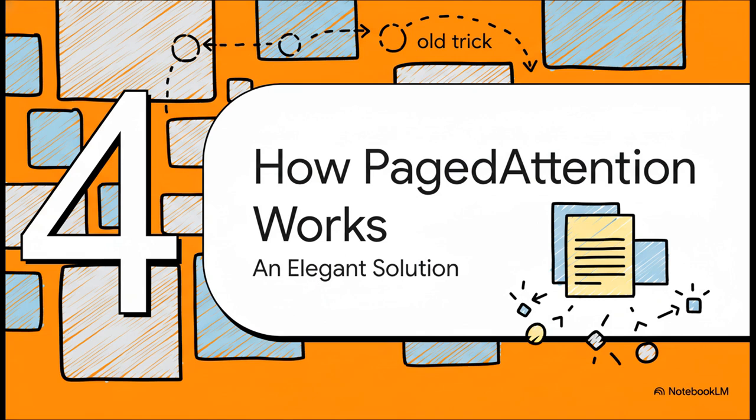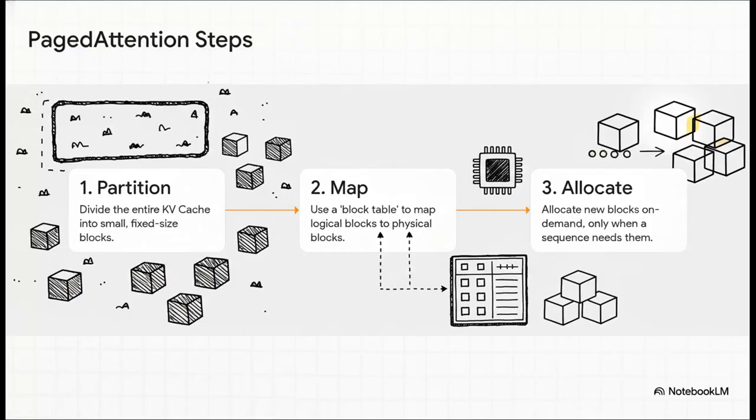Well, the technique is called PagedAttention, and it's just an incredibly elegant solution to that whole fragmentation nightmare we were talking about. So instead of allocating one giant, continuous chunk of memory for every single request, PagedAttention first breaks the entire KV cache into small, fixed-sized blocks. Then it uses something called a block table, which is just like a page table in an OS, to keep track of which blocks belong to which request.